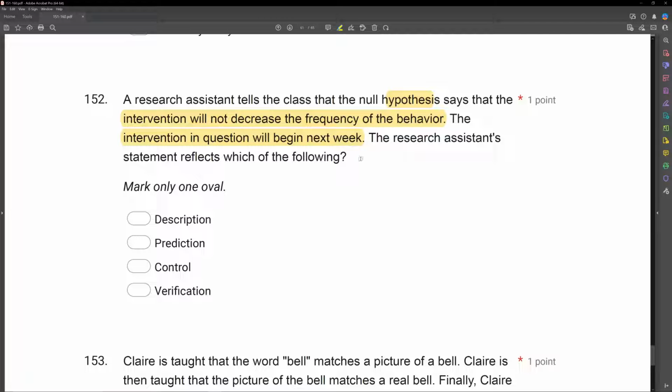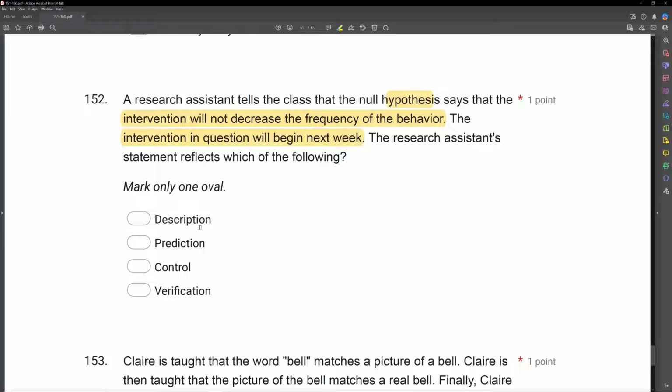She's gone past that point and is now making a hypothesis. She's now predicting there's a possible correlation between these things, right? There's a correlation she's predicting between her intervention and the frequency, and her null hypothesis says the intervention will not decrease the frequency. So the hypothesis is going to say the intervention will decrease the frequency. So she's just predicting what is going to happen. Control is going to be hopefully demonstrated the following week when she begins her intervention.